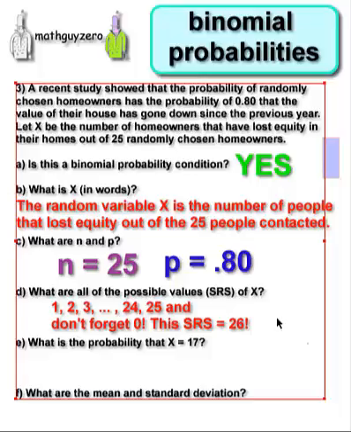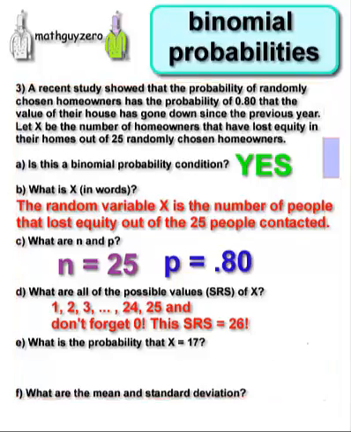Okay, here comes the hard one. What is the probability that the random variable will be exactly 17? In other words, what are the chances that exactly 17 of these homeowners will have lost money? This is where the math comes in. So let's go ahead and pull up the math stuff.